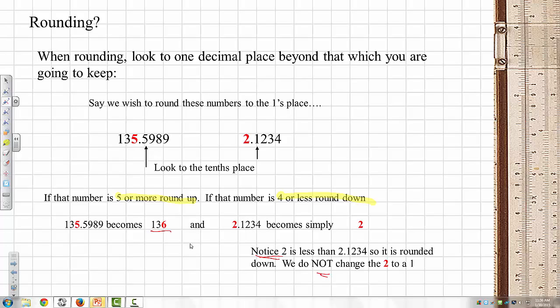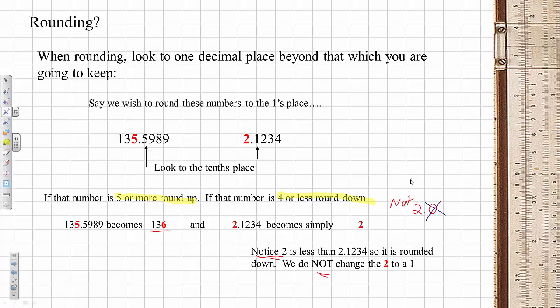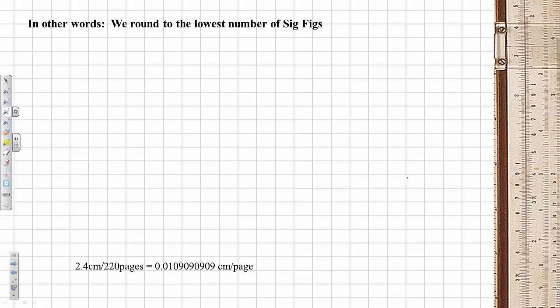So, the other thing to keep in mind is, yes, we round down, but the other thing that we don't do, and you have to be careful of this, sometimes it's tempting to put in a 2.0. Please don't do that, because now what you've done is you're including the tenths place, and we only need the 2. So don't add a 0. All right, again, in other words, we round to the lowest number of sig figs.